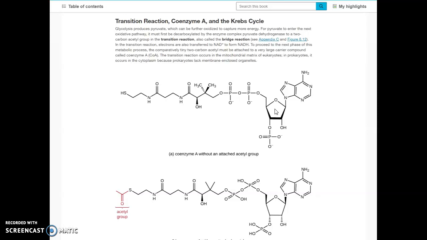For eukaryotes, this process is going to occur in the mitochondria. Remember, the mitochondria is the organelle that we refer to as the powerhouse of the cell. This is where those main reactions involving cellular respiration take place. In prokaryotes, who don't have mitochondria, this reaction is going to occur in the cytoplasm.